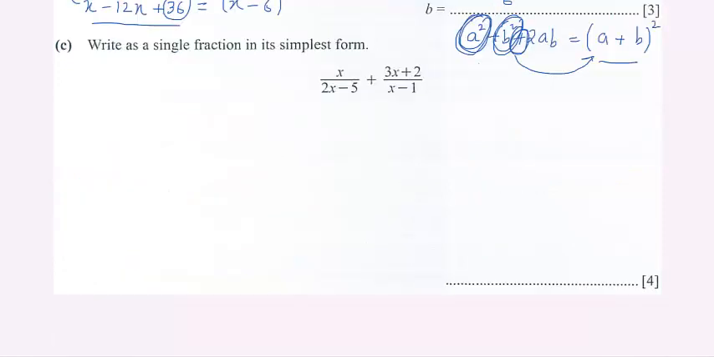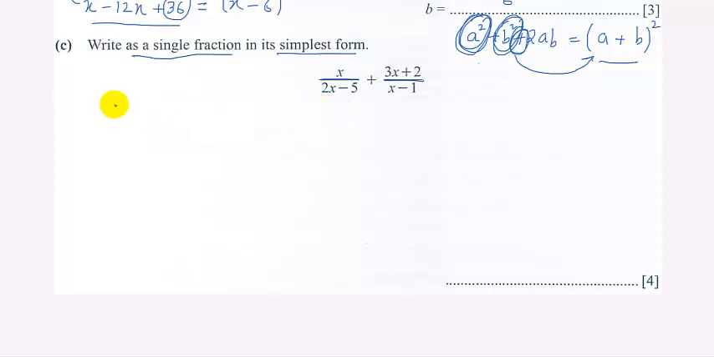In the next part, write as a single fraction, and also in simplest form. Right now we have two fractions. This is one line, so one fraction. This is second line, so we have two fractions. So to convert them into a single fraction, the denominator must be same. So how to make the denominator the same?